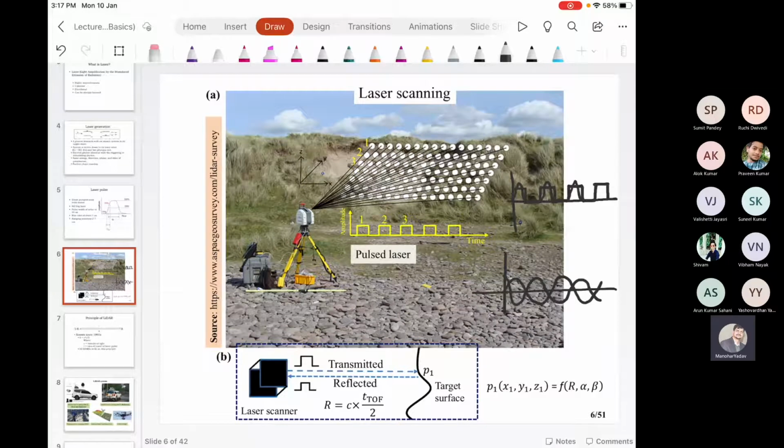We'll see the differences between these two later on: in existing LiDAR systems, which particular laser type is selected for operation, whether pulse laser or continuous wave laser, and what the advantages and disadvantages of these two types are. For simplicity, in this case I have considered the pulse laser to understand the basic operation of LiDAR. Is there any query related to this discussion?